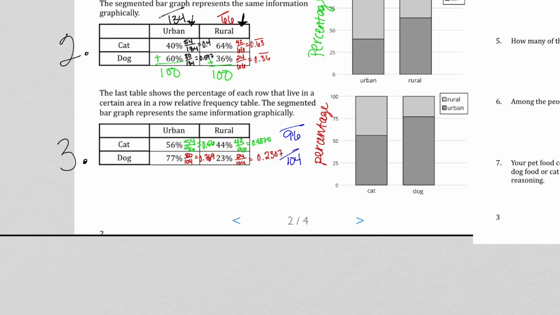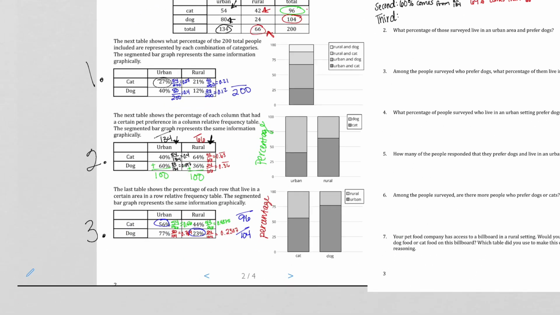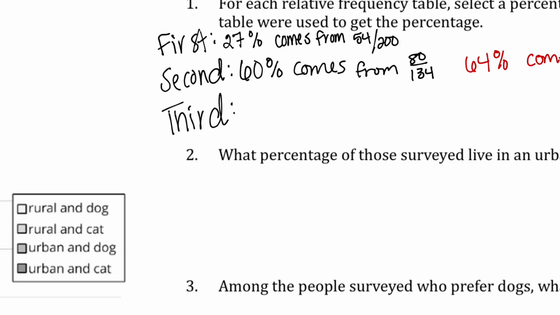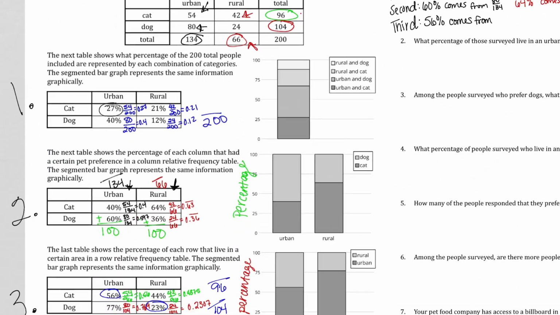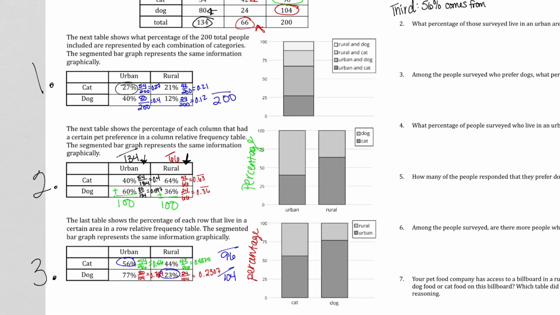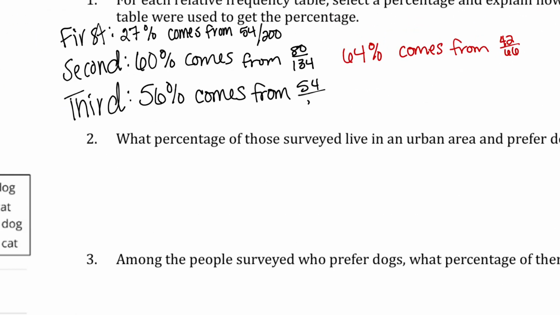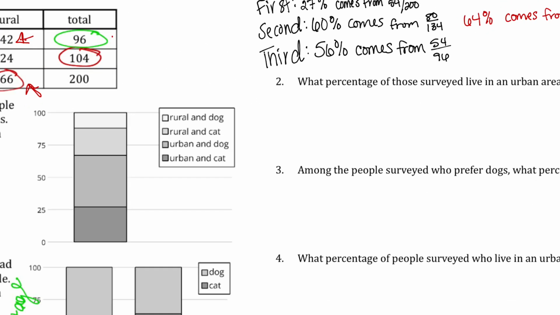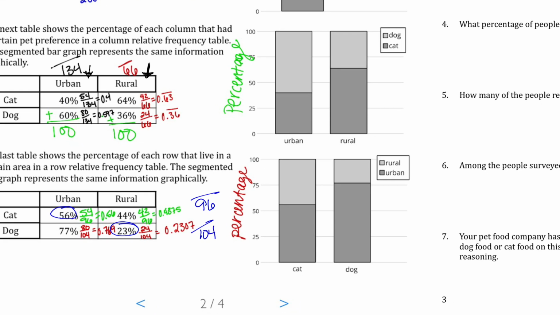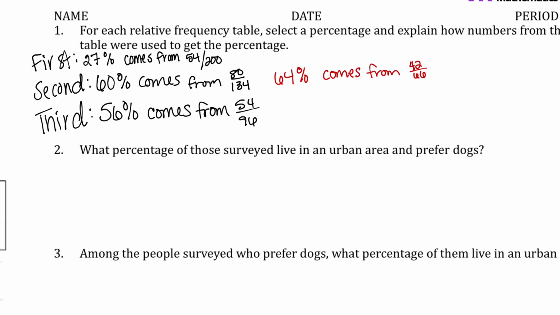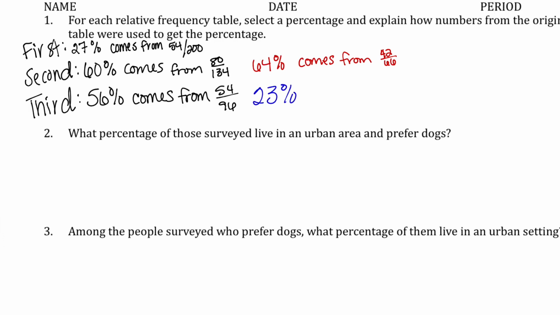So let's go ahead and do two of these again. Let's do urban cat and rural dog. So let me go ahead and grab that. It is 56%. So our 56% comes from, that was the top one, 54 divided by 96. And our extra one to verify that we got all this down: 23% comes from 24 divided by 104.